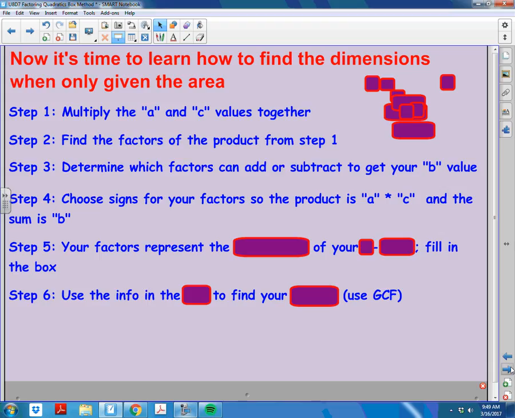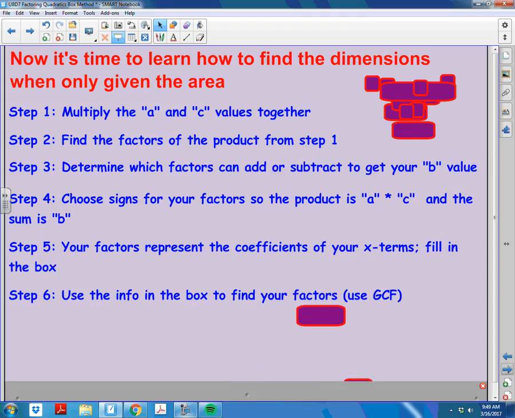Andrew, thank you. Your factors represent the coefficients of your x terms, and they're going to use that information to set up our box and fill in all the outside stuff.